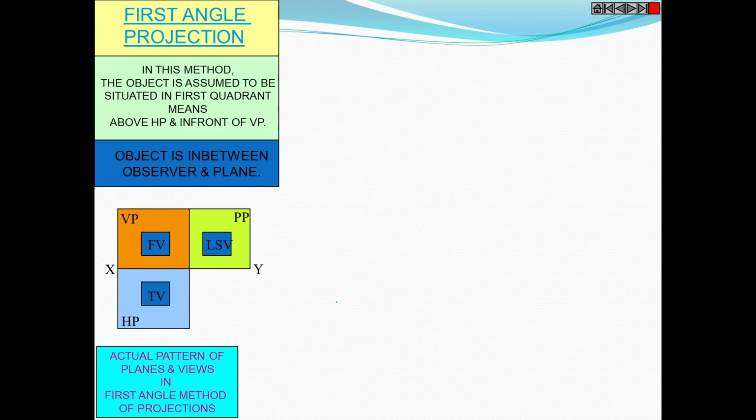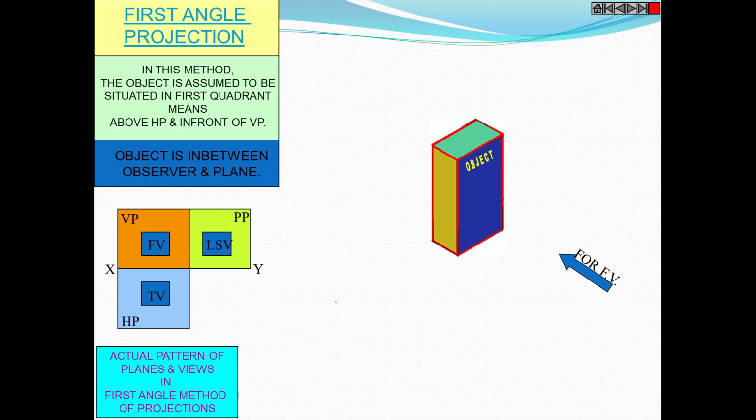Okay. So we'll see the exact position of the front view, top view, and left hand side view for the first angle projection, that is, object is in the first quadrant, and third angle projection, that is, object in the third quadrant. So this is the object, and we are looking for the front view, top view, and side view.